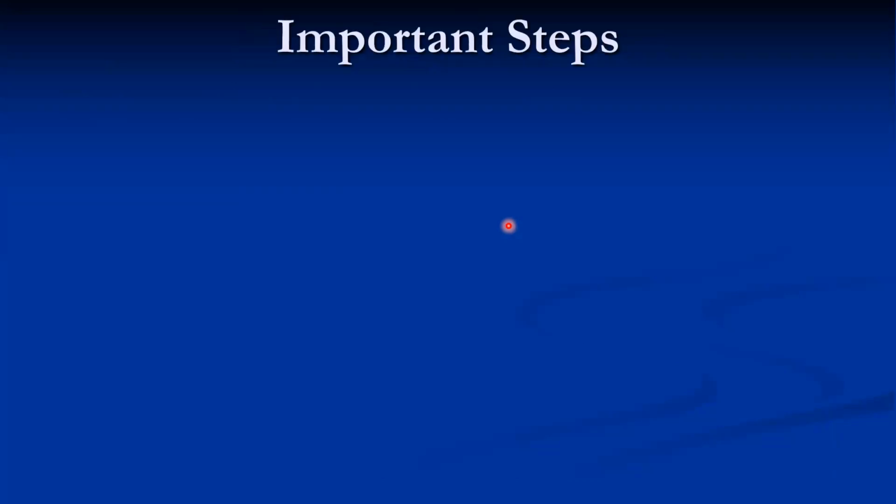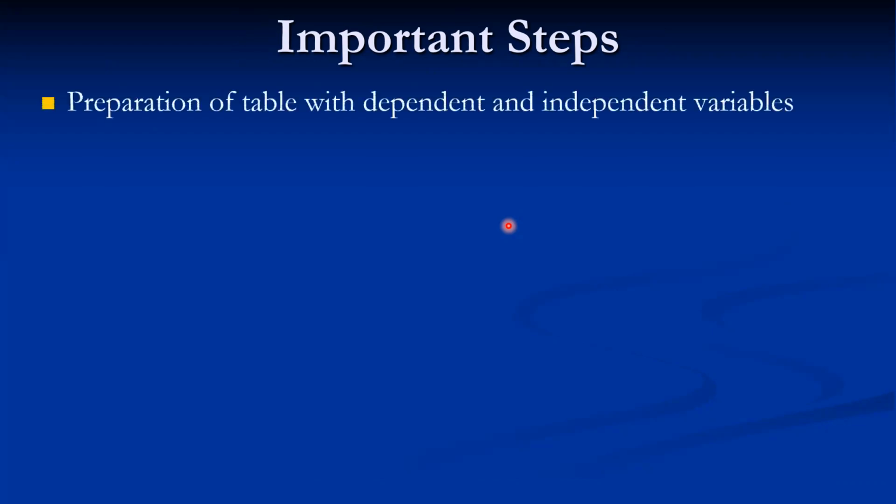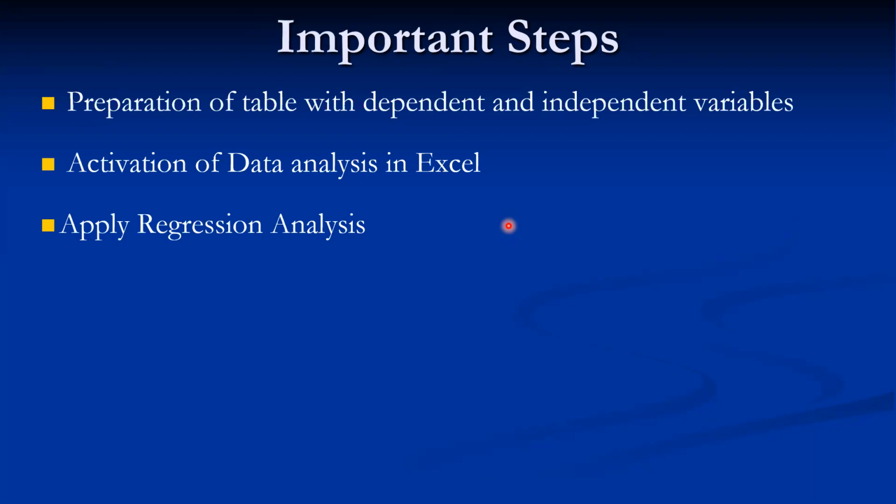The important steps of developing correlations are preparation of table in the Excel with the help of dependent and independent variables. Then in most of the Excel sheets, the data analysis tab is not visible there, or in fact, it is not activated. So how to activate that data analysis in Excel, that we will see. Then how to apply regression analysis on the table or the data.